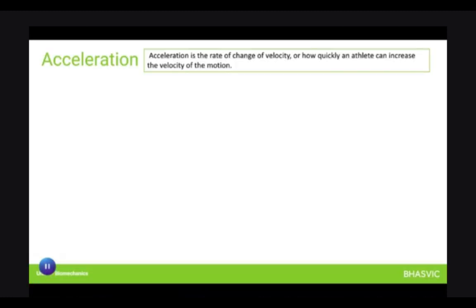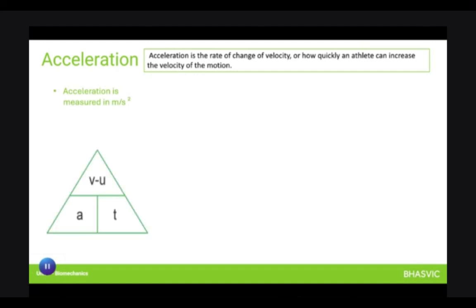Acceleration refers to the rate at which a system's velocity changes over time. Acceleration is measured in meters per second squared. The formula to calculate acceleration is acceleration equals final velocity take away initial velocity divided by time. Final velocity is the speed at the end of the period, initial velocity is the speed at the start of the period, and time is the duration over which the velocity change occurs.